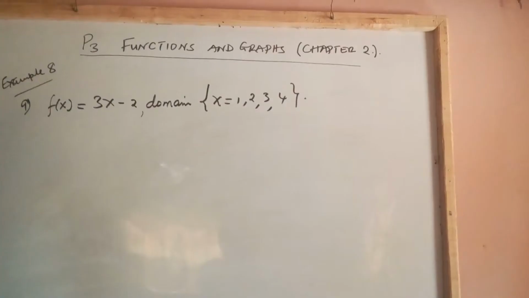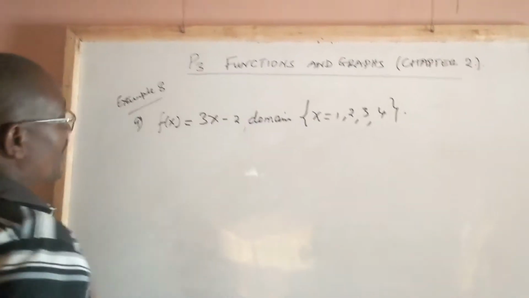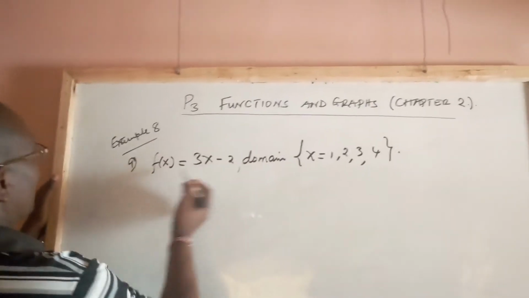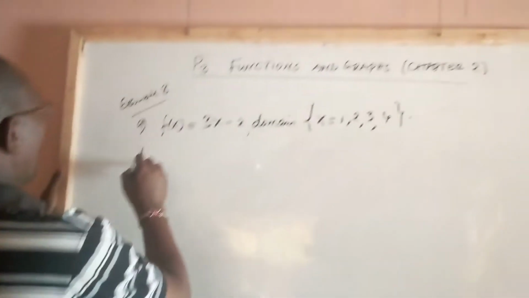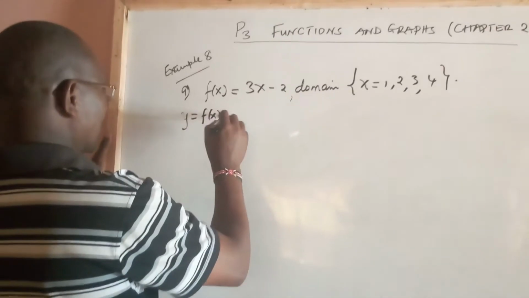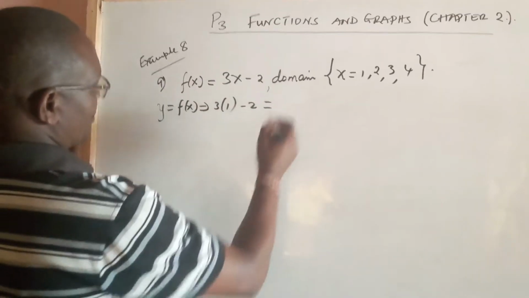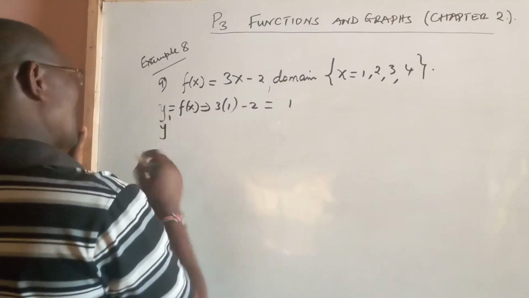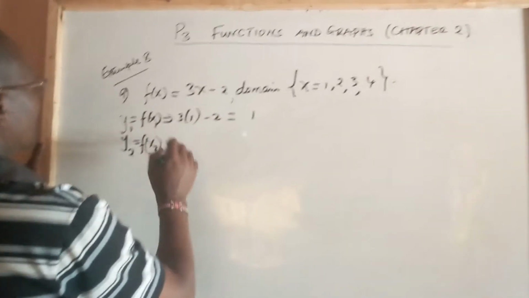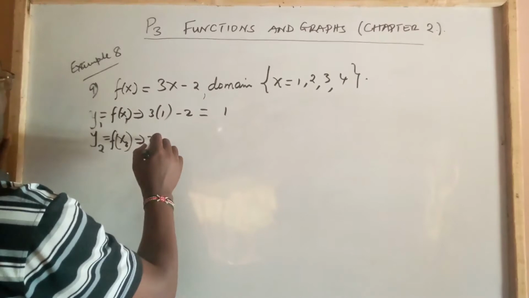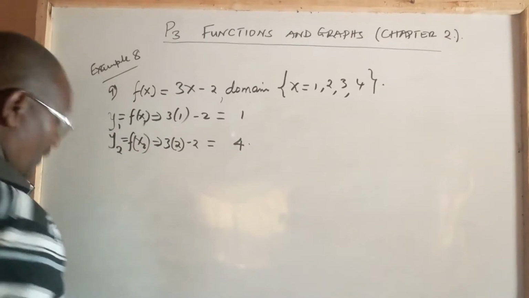Those are the possible values of x. And in this one, we are supposed to work out the function of x, substituting each and every value of x within, and therefore y, which is now the function of x, is equal to 3 multiplied by 1 minus 2. This is 3 minus 2, 1. We can call that y1. You can call this one y2, when f(2) is 3 times 2 minus 2, which is equal to 6 minus 2 is 4.